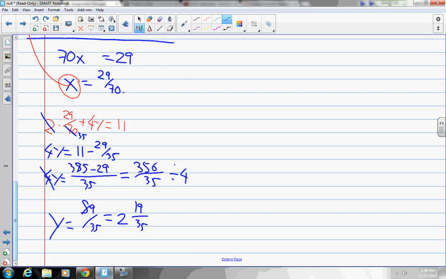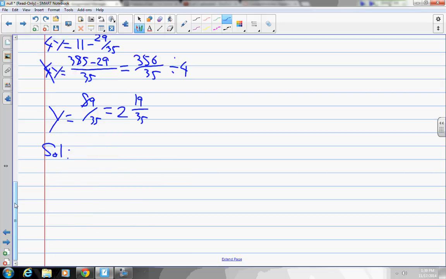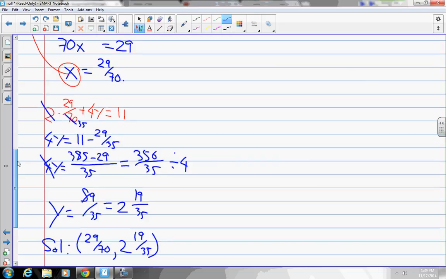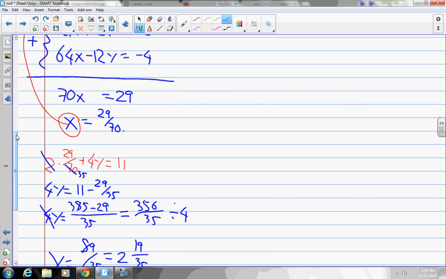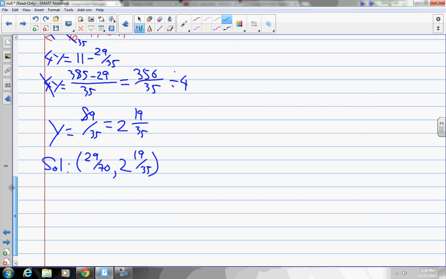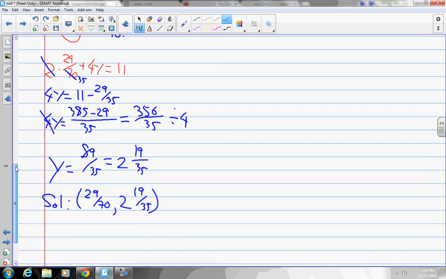Yeah. So then the solution, what was the x again? 29 over 70. And the y is 2 and 19 35ths. So, finding x was okay. Finding y was a little nutty, right? Finding x was a whole lot easier than finding y.